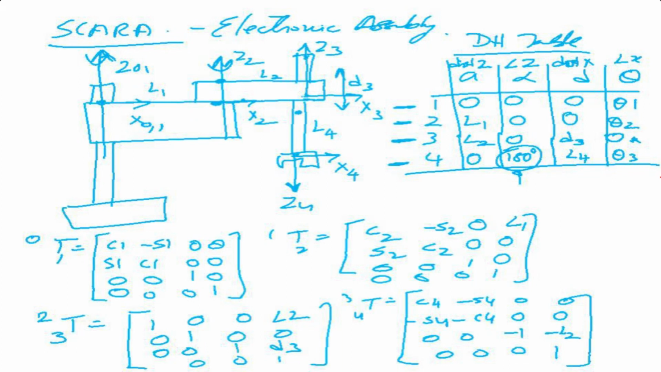So let's start off by looking at the first axis, the 0 and 1 frame. What is the variable? When the first joint rotates, what changes is the angle theta 1. There is no distance between the Z, there is no angle between the Z, there is no distance between X, and the variable is theta 1. So the next is the relation between the second frame and the first frame. If you look at the second frame, there is a distance of L1 between the Z-axis.